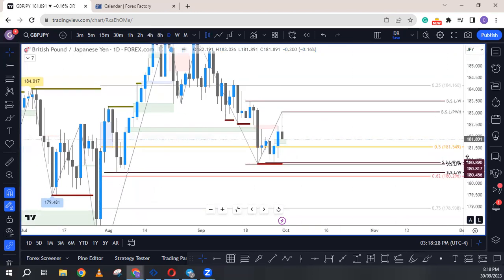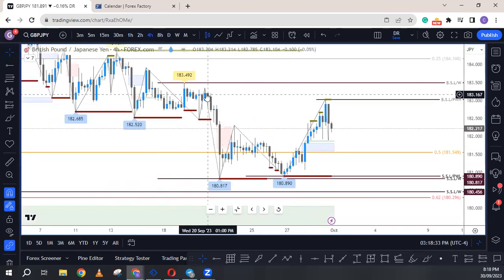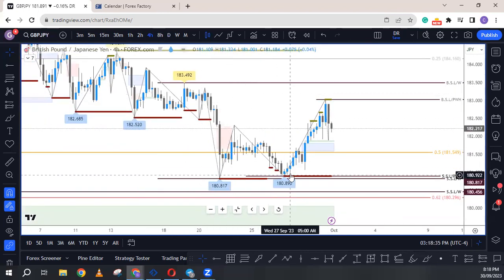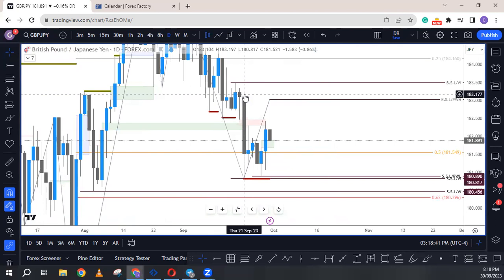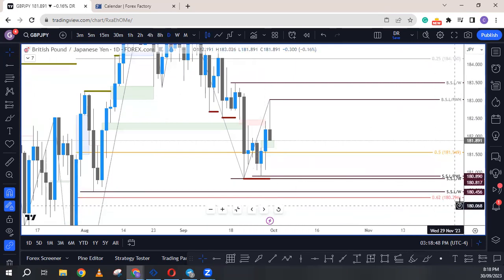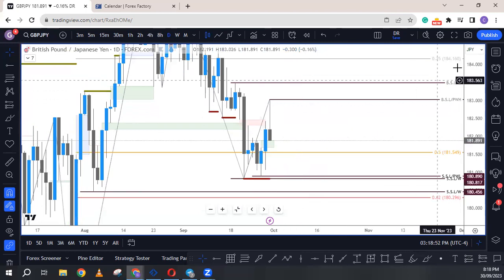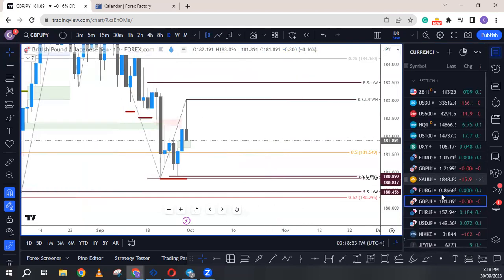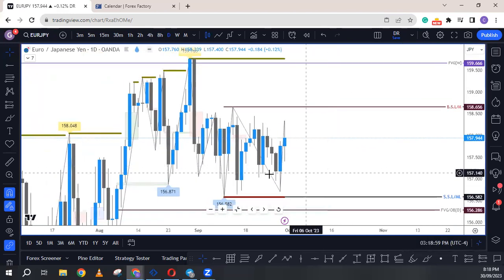And if you're going to trade it, the best trade on this pair is just to wait for price near the range highs and near the range lows. Because looking at it on the daily, price is trading within 183.19 to 180.81. So this pair is basically in a consolidation. Same with euro yen. If we look at the euro yen, it's very, very clear.